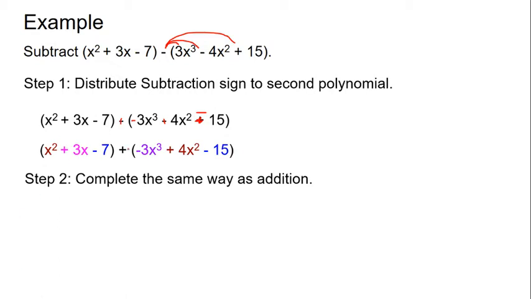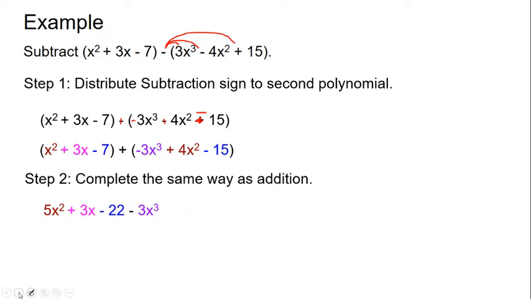Now that we have our like terms and we have an addition sign here, we're just going to combine our like terms together. So we're going to have x squared plus 4x squared gives us a 5x squared. And then we have our 3x with nothing else, our minus 7 plus a negative 15, negative 22, and then our negative 3x cubed.